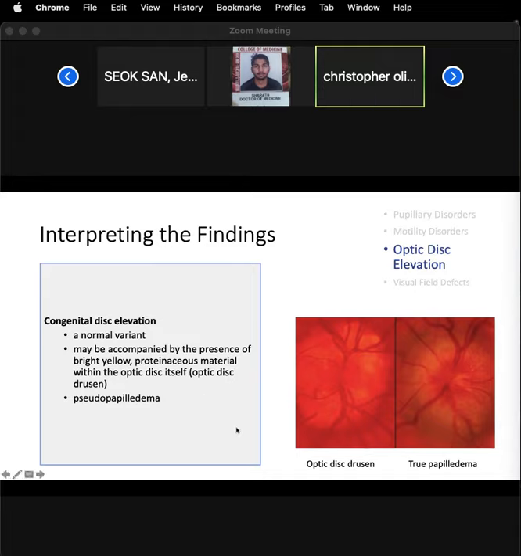May be accompanied by the presence of bright yellow proteinaceous material within the optic disc itself. So, hindi siya talaga elevated or swollen, meron lang deposits, proteinaceous material. The right picture is, however, the true papilledema. So, yung left, this one, optic disc drusen, represents this elevation is actually a pseudo, meaning it's not true.